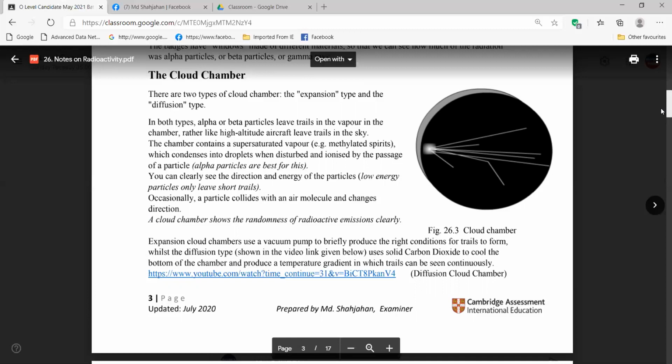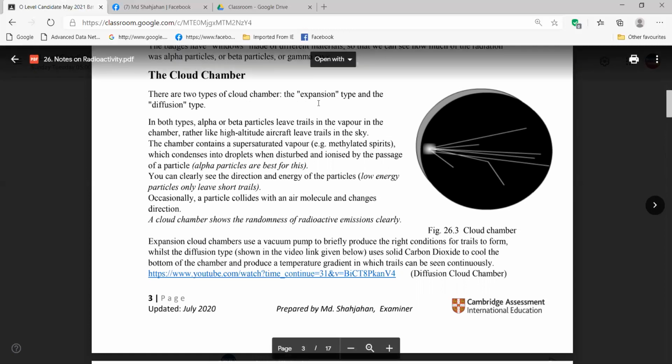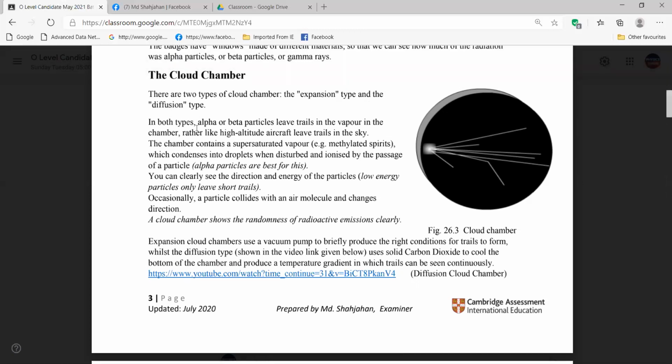Which one? In the part about both types, like from where the trails come out. Okay, trails. This one? The first paragraph. So the chamber contains this one, right? There are two types of cloud chamber. One is expansion type and one is diffusion type. The chamber contains a supersaturated vapor, for example methylated spirits, which condenses into droplets when disturbed and ionized by the passage of a particle.